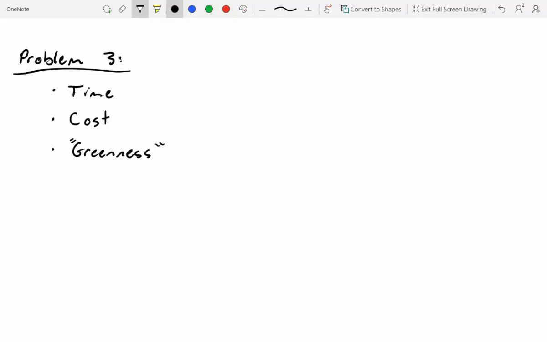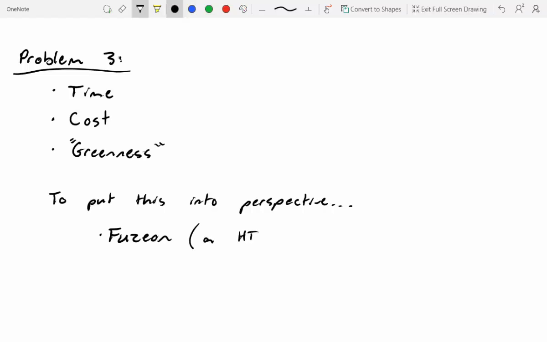So I've got a perspective idea for you guys. To put this into perspective, there's a drug called Fuzeon. And I think Fuzeon is something like over 30 amino acids long. It's a big polypeptide that's synthetically made, and it's an HIV fusion inhibitor.